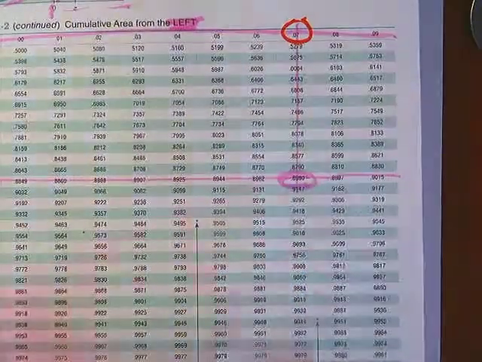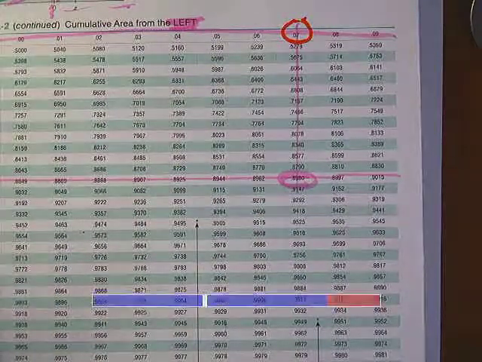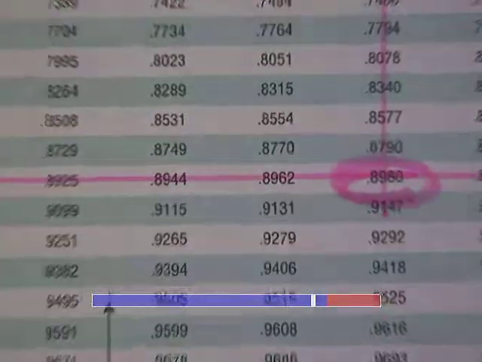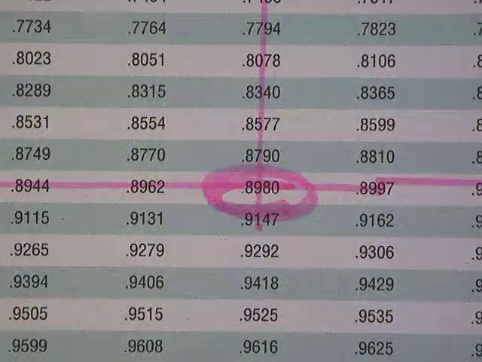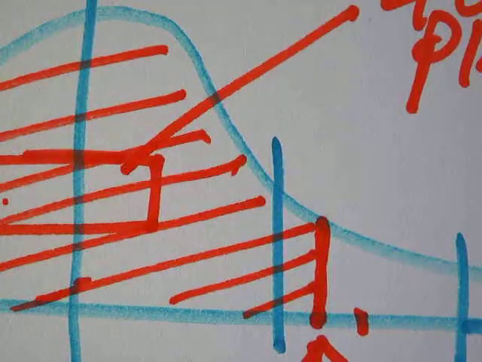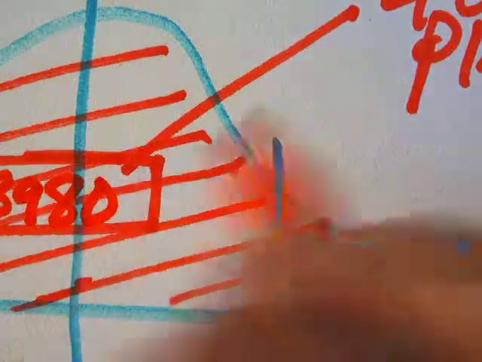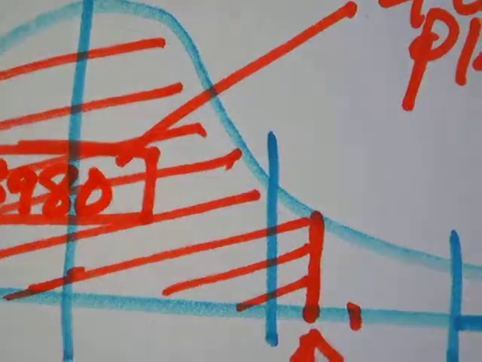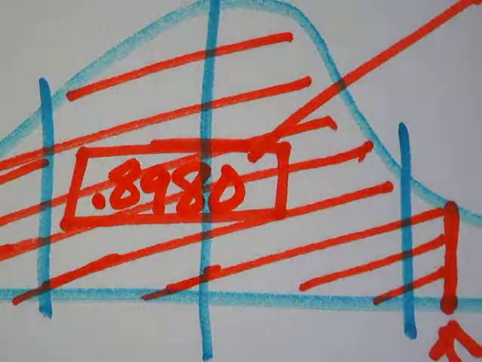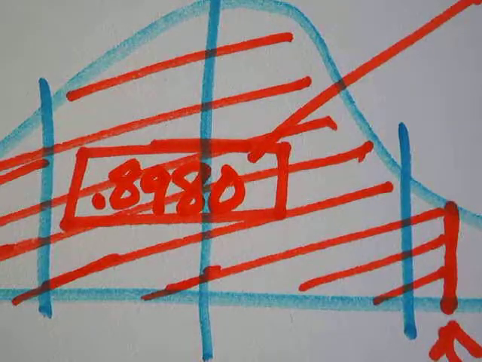And then my 0.7 is right here. So my area under 1.27 is right there. And we'll zoom in right there so you can see it. And that area is 0.8980. It's 4 decimal places. So that is 0.8980.